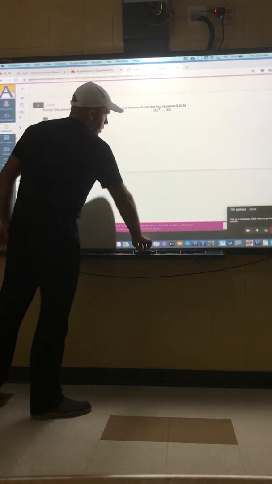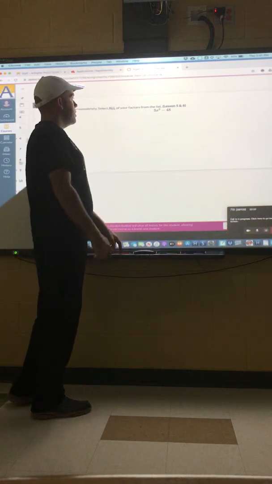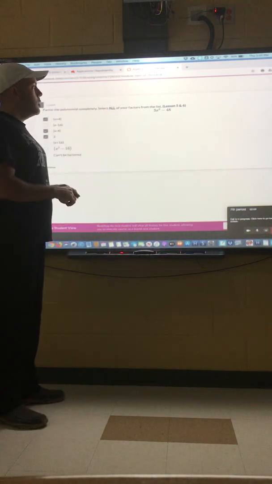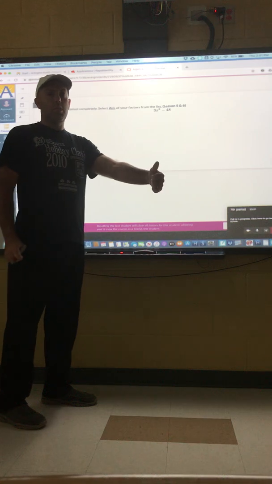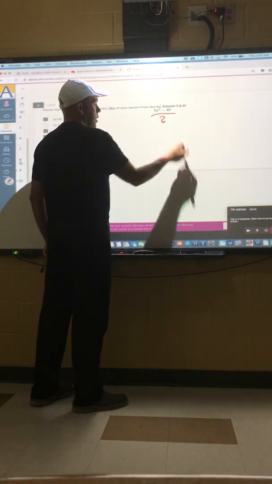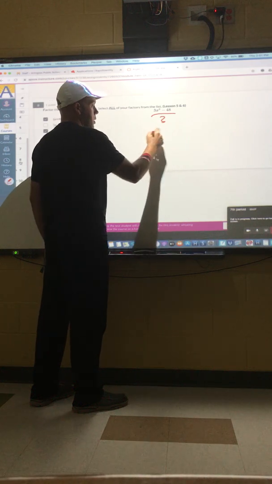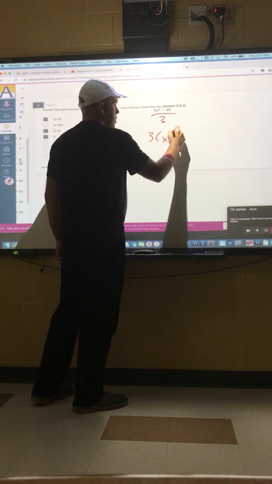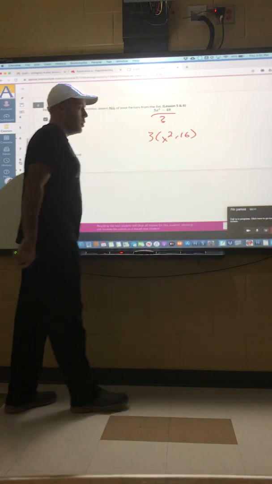All right, so in this case here, I'm asked to factor this completely. So again, it's in standard form, cool. Next thing I'm looking for is a GCF. So I see a 3 here. I could divide a 3 out. So I write a 3, and then that leaves me with x squared minus 16, okay?